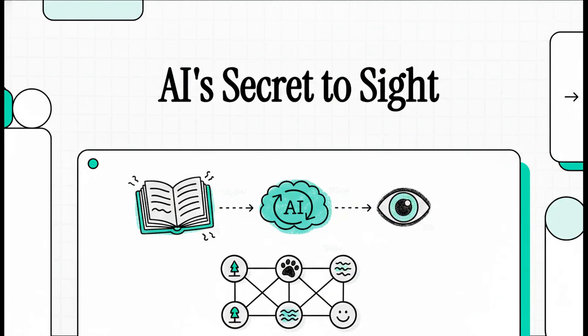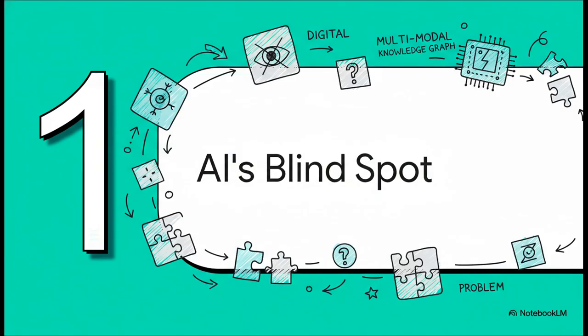Today, we're diving into something pretty amazing in the world of AI, how machines are finally learning to connect the words they read to the images they see. It's like we're giving AI a form of sight for the very first time. Let's jump right in. So, to really get a handle on this breakthrough, we first have to talk about a fundamental problem, a kind of digital blind spot that's been holding AI back for decades.